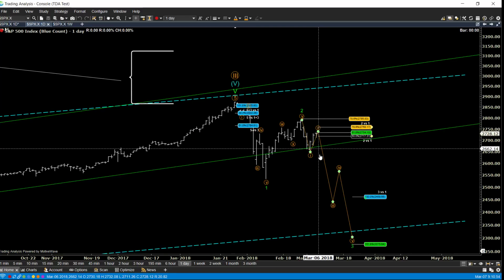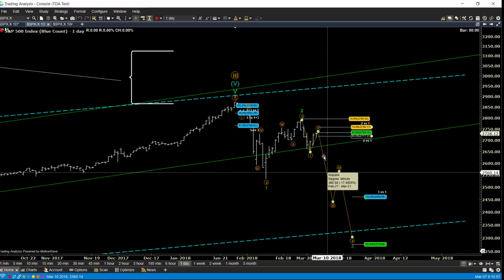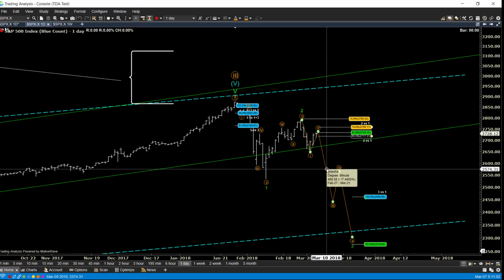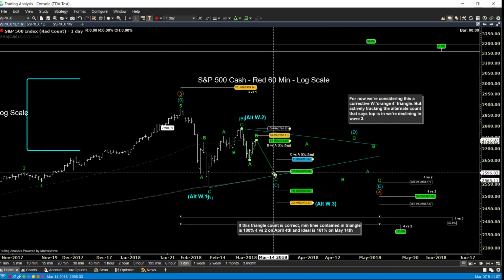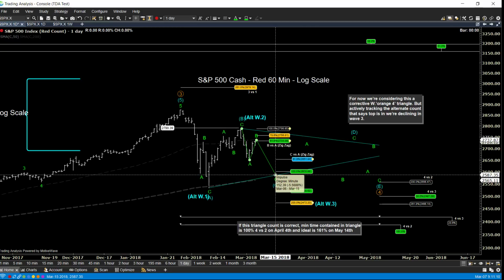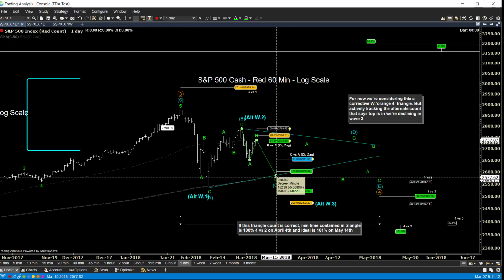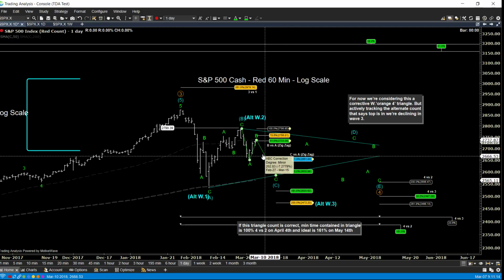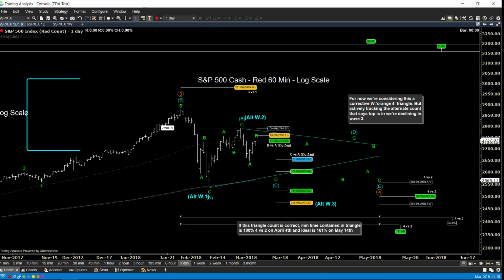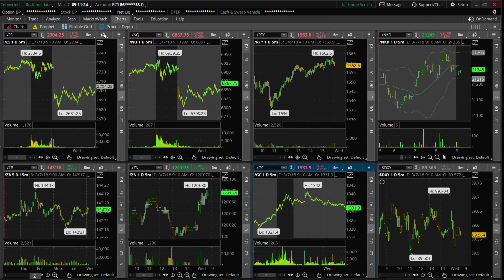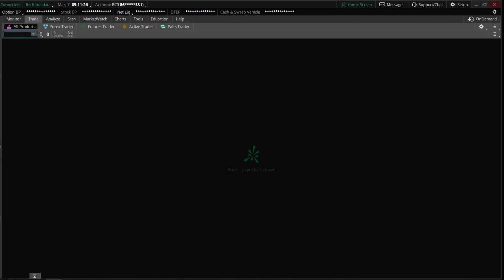So I think for now, we are still looking for a decline down to 2550. Based on this count, 2550 to 2,600 should hold. If 2550 doesn't hold, we continue lower. So I don't know which count is going to work. Frankly, it doesn't really matter to me. We're just trying to play for this move right here. As I said, I didn't think the market was going to go down here in such a hurry. I thought it would kind of just wander around a little bit.